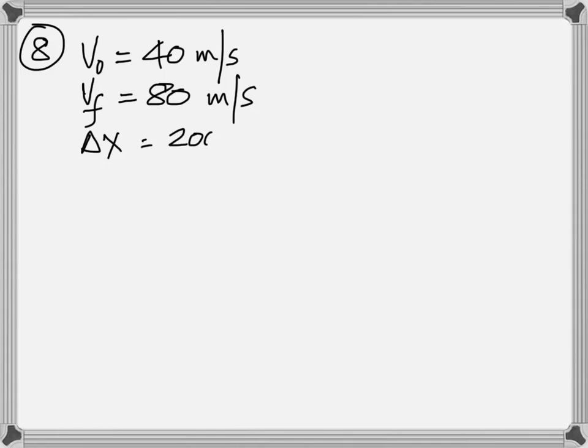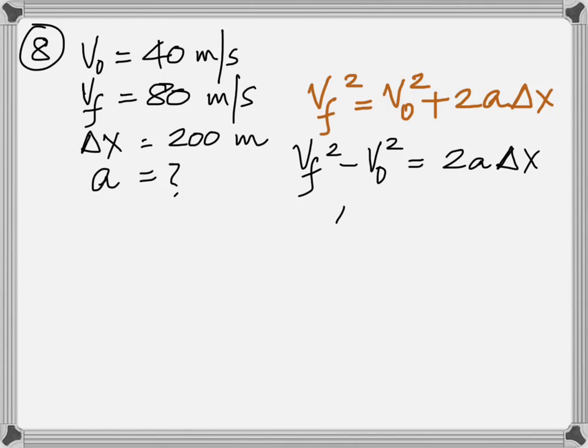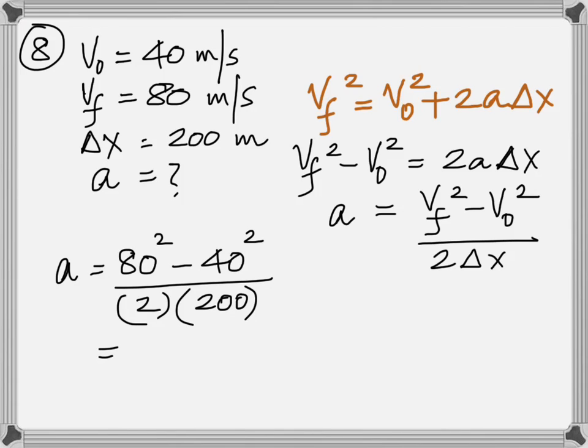In the 8th question, the initial and final velocities are given. Initial is 40 meter per second, the final is 80 meter per second, and the displacement is 200 meter. You're asked to find the acceleration. Now here the equation that has all these 4 terms is Vf squared is V naught squared plus 2a delta x. Rearrange that to make a the subject. Get Vf squared minus V naught squared by 2 delta x. And when you plug in all the numbers and calculate, you get 12 meter per second squared, which is the acceleration.